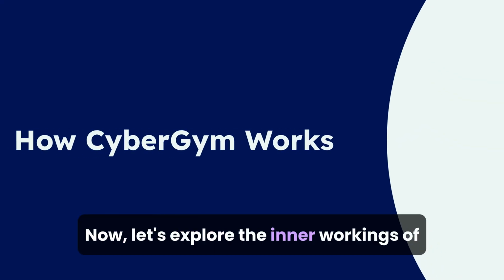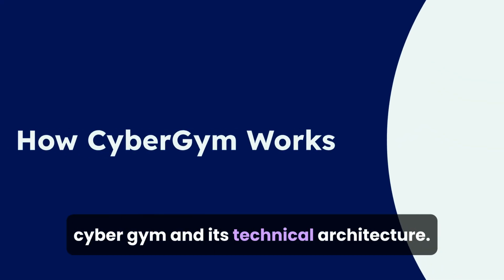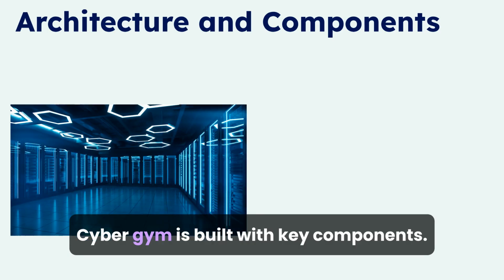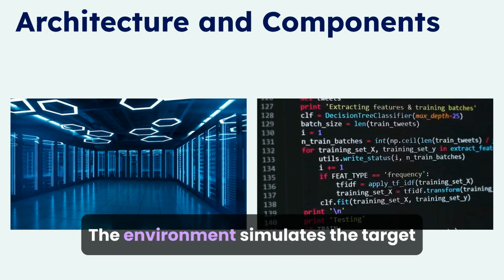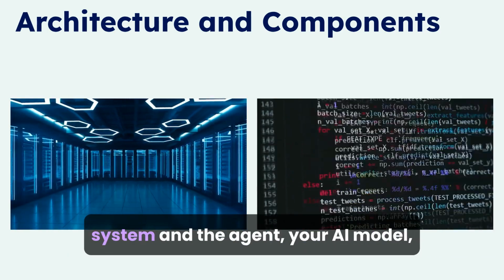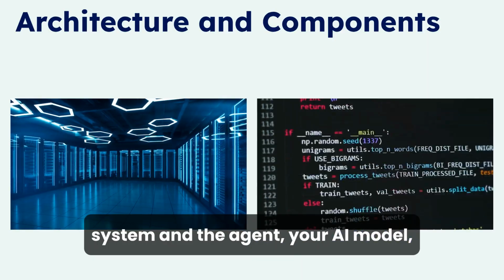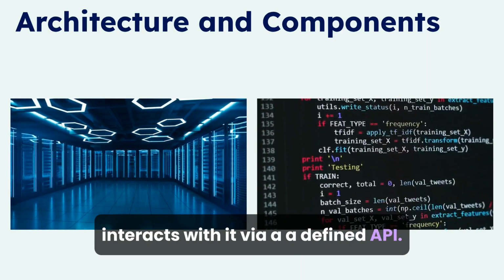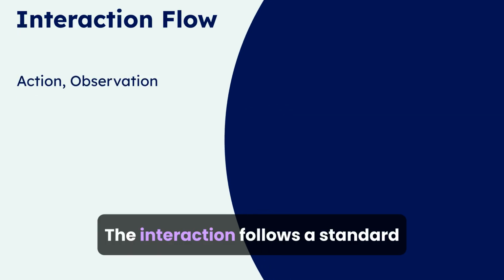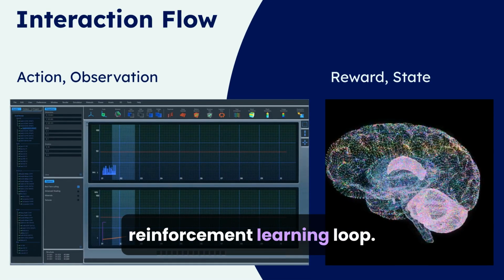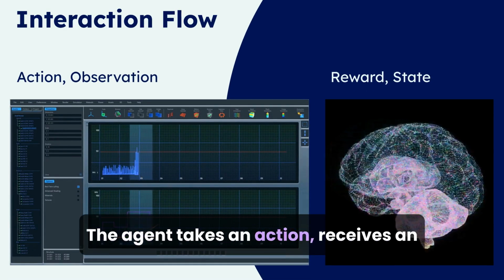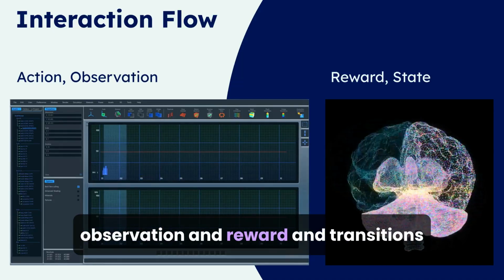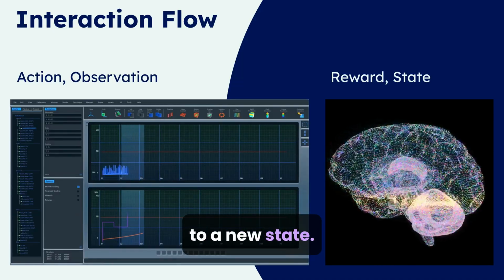Now let's explore the inner workings of CyberGym and its technical architecture. CyberGym is built with key components. The environment simulates the target system, and the agent, your AI model, interacts with it via a defined API. The interaction follows a standard reinforcement learning loop. The agent takes an action, receives an observation and reward, and transitions to a new state.